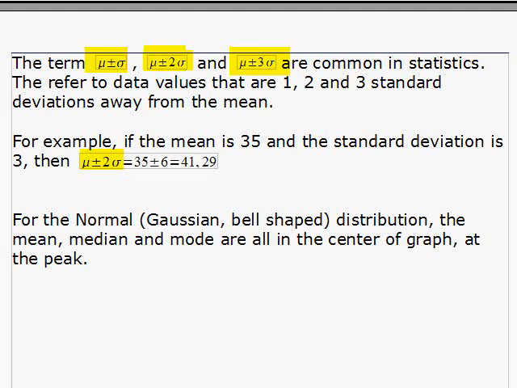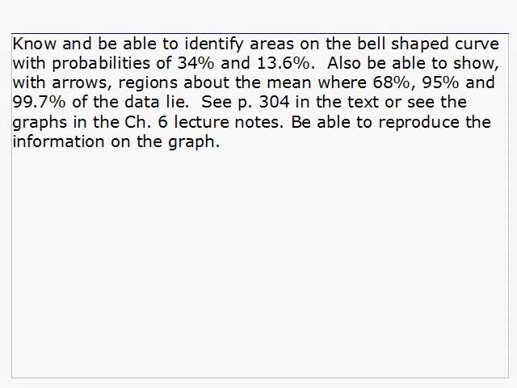For the normal, standard normal, or normal, Gaussian, or bell-shaped distribution, that means all the same thing. The mean, the median, and the mode are all in the center of the graph at the peak. They're all together at the same place. On this test, you will need to know how to identify which areas have the probabilities of 34% and 13.6%. You also have to show with arrows regions about the mean where 68%, 95%, and 99.7% of the data lie. This isn't very hard, but you just have to flat memorize it. You can look in the text on page 304 or in the chapter 6 lecture notes.